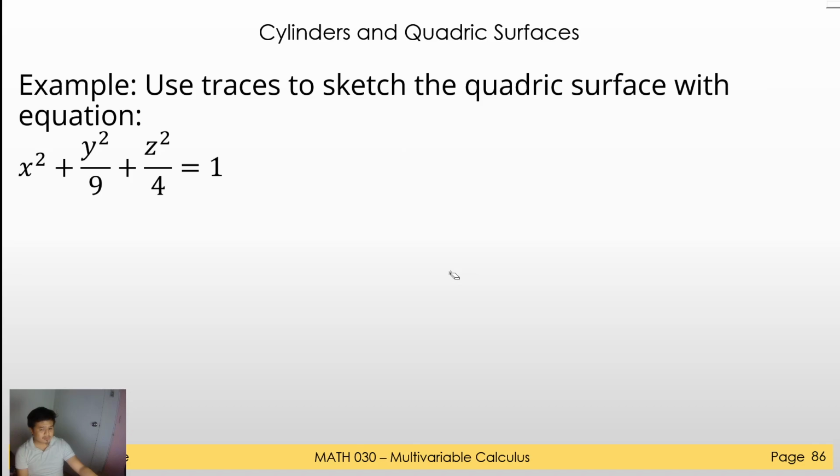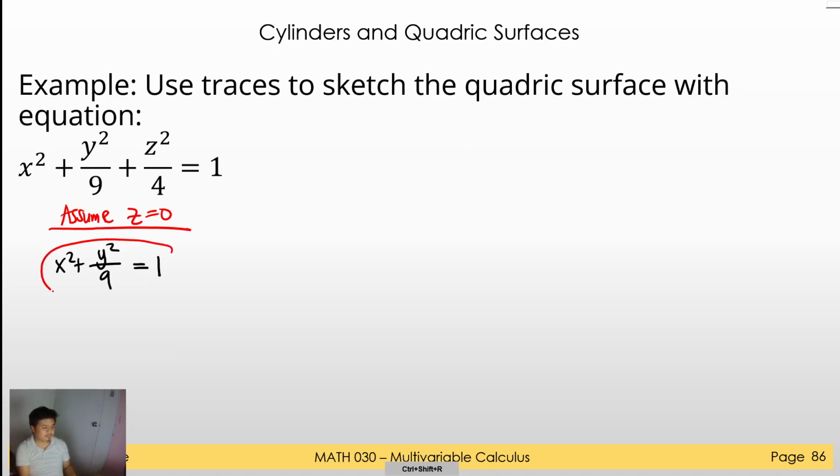So how do we do this now? One way to do this is we can assume a value of the last variable here. So let's say z is equal to 0. Assume z is equal to 0. So when z is equal to 0, this will become x squared plus y squared over 9 is equal to 1. So what is this now? Is this a circle? This is not a circle anymore. This is actually an ellipse.